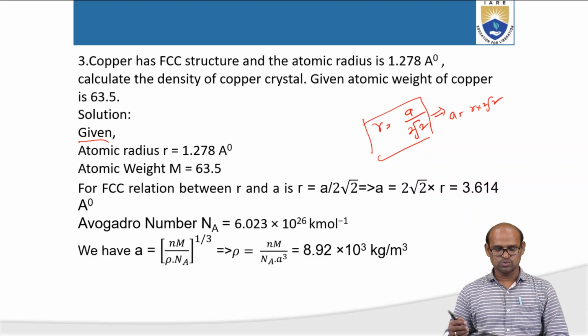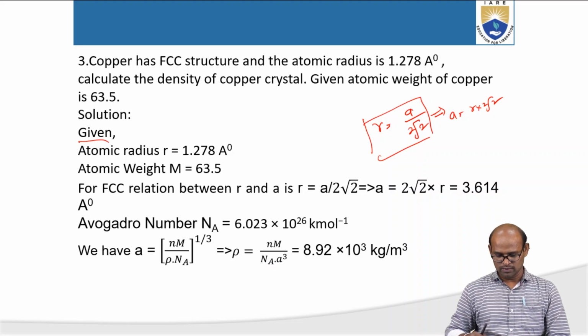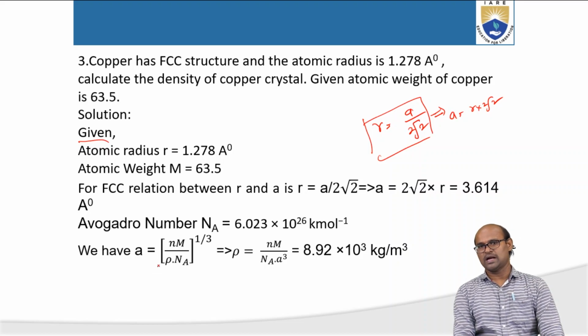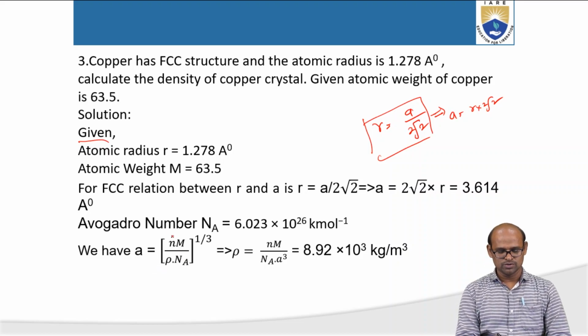Avogadro number we know. So then substitute in the equation of density. From the relation between lattice constant and density, obtain the equation for density. Density is Z into M by Na into A cube, where A cube is the volume.